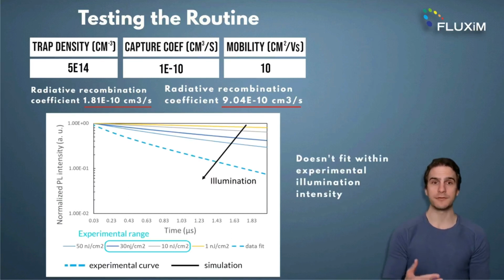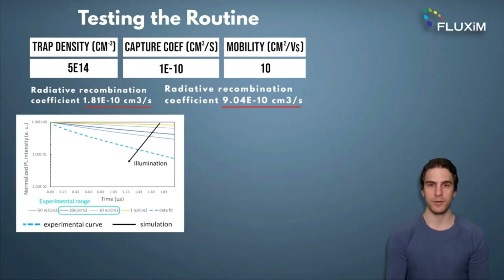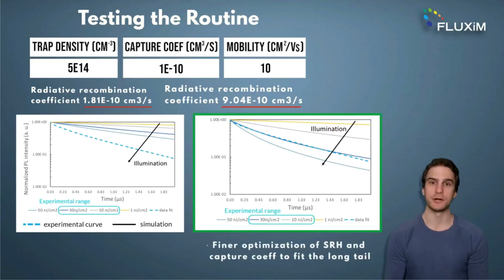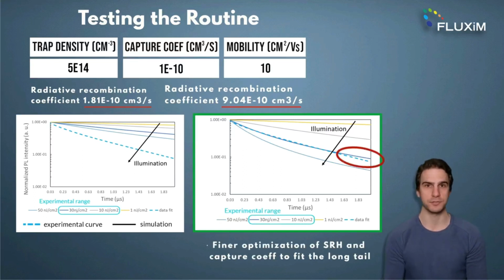The results after the illumination sweep are clear. The highest radiative recombination coefficient is the right one, and the simulated curve fits the experimental one for a light intensity within the experimental range. The long tail will fit after minor adjustments of the electrical properties.